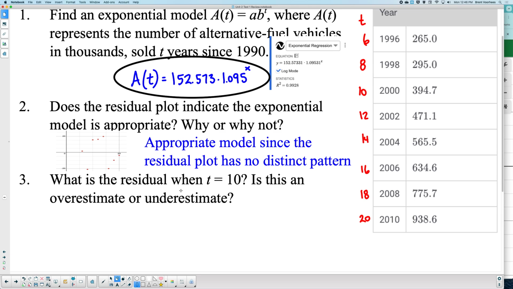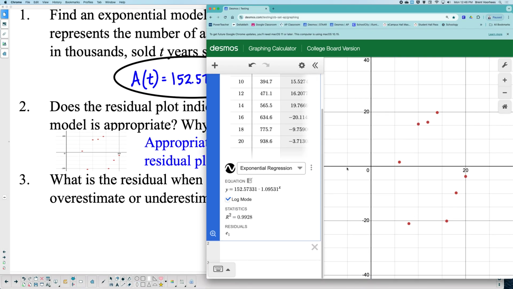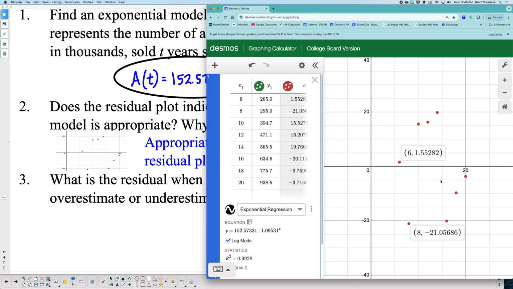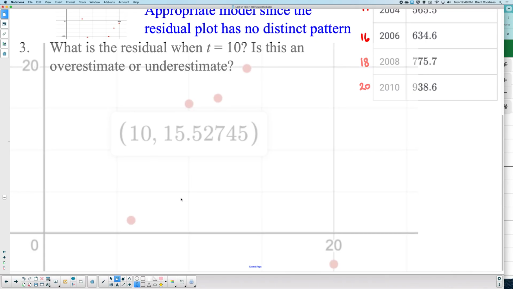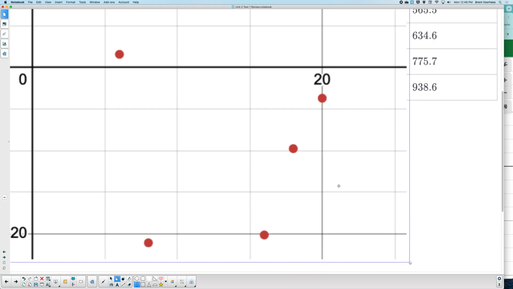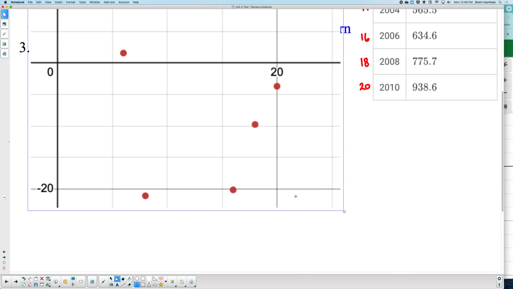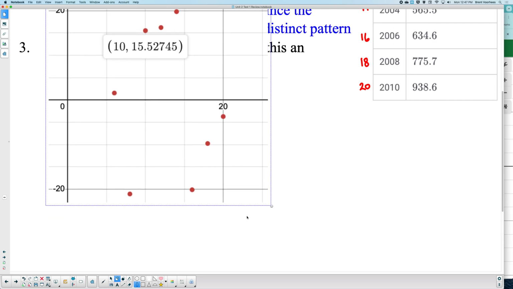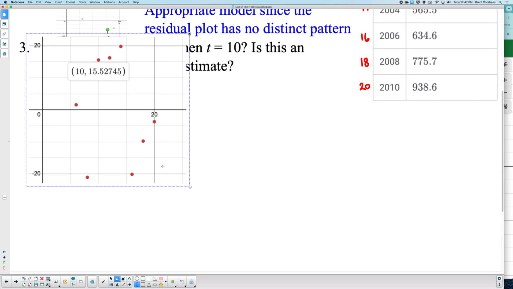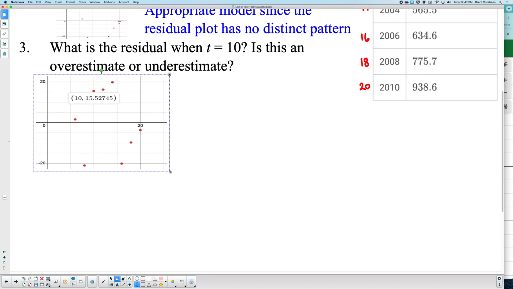It says, what's the residual when t equals 10? Is this an overestimate or underestimate? So t equals 10. How do you know where t equals 10 is? You click them until you see, is t the x or the y? X. You go until you see an x of 10. There it is. On that point right there. Is that an overestimate or underestimate? Now, help me out. What's the estimate? Is the point the estimate or is the point the actual? The actual. You want to know about the estimate. The line is the estimate.